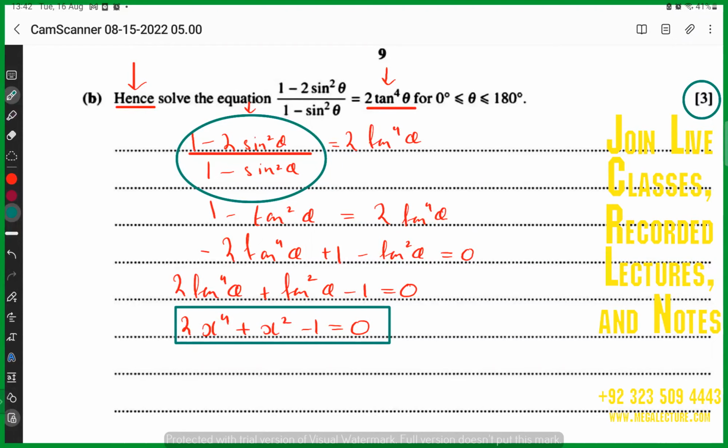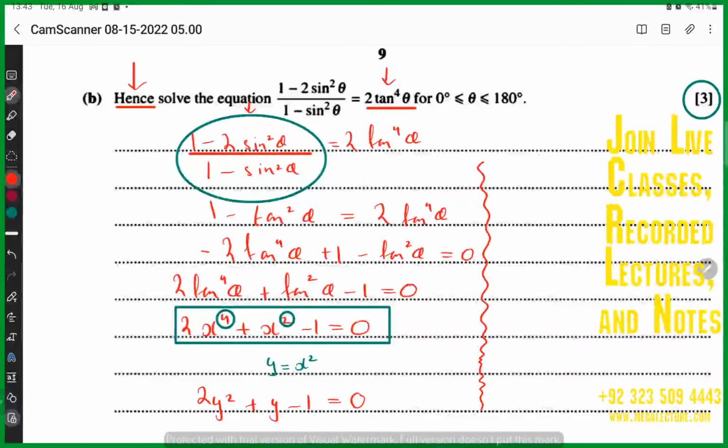How? So the rule was that if this number is double of this number, we used to make a substitution over here that y is equal to x squared. And using this, I can write this thing as 2y squared plus y minus 1 equals 0. Now it's very simple. It's just a direct quadratic equation.